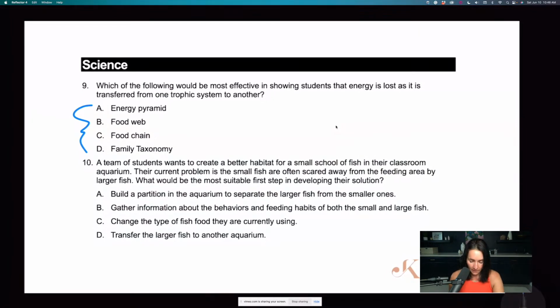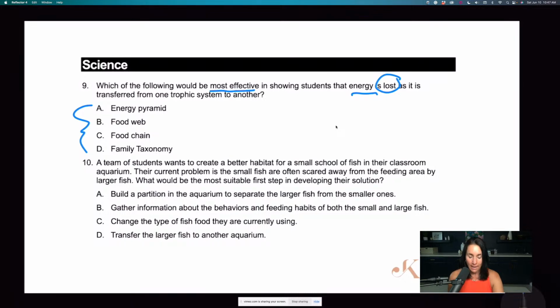Which of the following would be, again, most effective in showing students that energy is lost as it is transferred from one trophic system to another? Okay. Now, you'd have to read the study guide to really understand this, but let's say I didn't know. Let's say I'm like, oh my God, what's a trophic system? Oh my God, what are all these things?